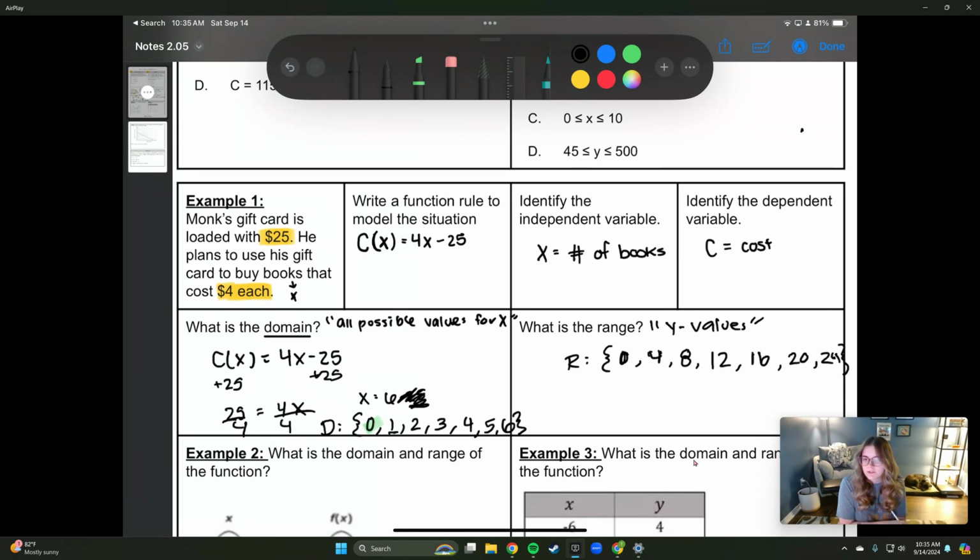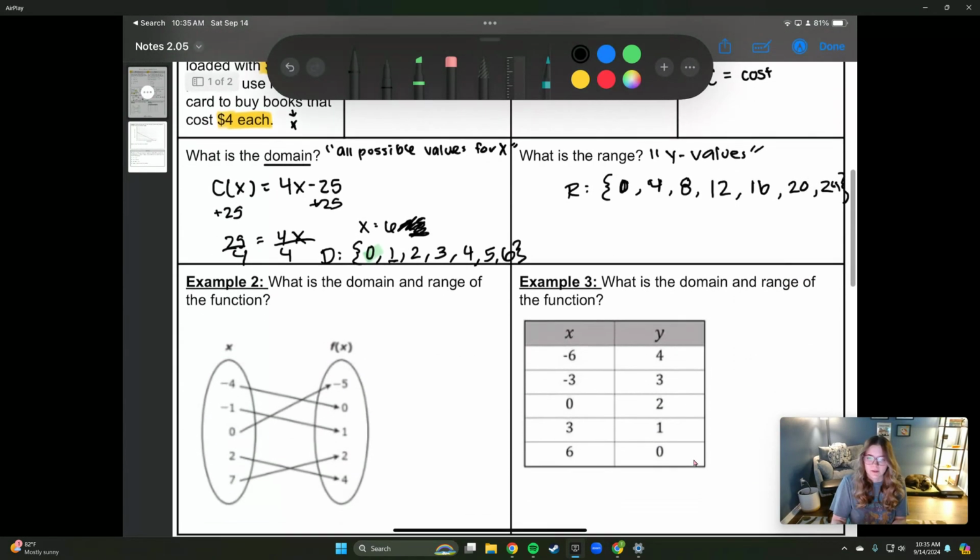All right, do you kind of understand how we were able to find the domain and range from this real world problem? Now, could you have also taken that function rule and put it into your Desmos graphing calculator? Absolutely, you sure could have. But this is how we would write it out. Make sure you have this on your notes as well.